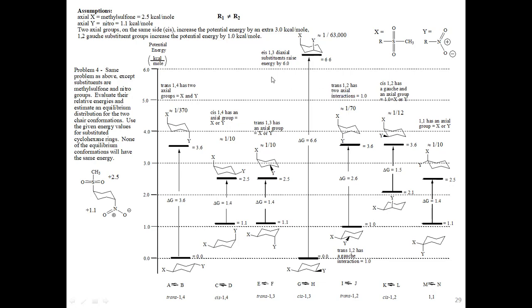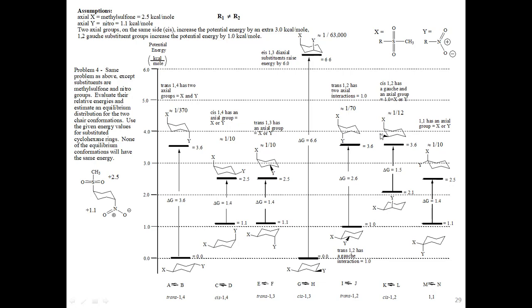Okay? And so in that case, you might have some gauche interactions, and on this I said count the gauche interactions as 1.0. So if we look at that, say this one right here. Okay, I have an axial Y, which is a nitro, that's 1.1, but I also have a gauche. Okay, these two are gauche, so that's going to be 2.1. On the other conformation of the cis, I have an axial X, which is 2.5, we said, but they are also still gauche.